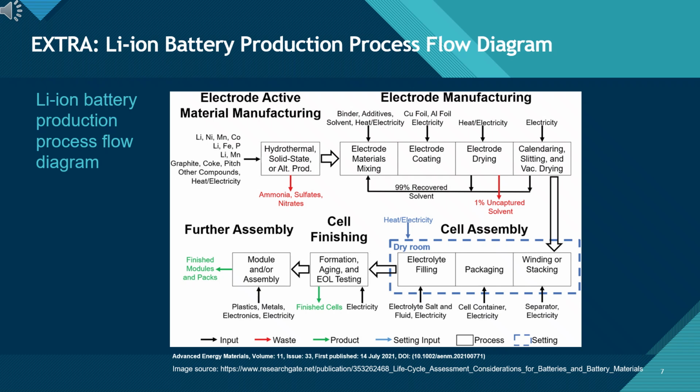Here, electrodes are wound or stacked, packaged, and filled with electrolyte. After that, in the cell finishing stage, cells undergo formation, aging, and testing before they are classified as finished cells. Finally, modules and packs are assembled using plastics, metals, and electronic components, producing the finished battery systems. This flowchart not only highlights each production step, but also identifies key inputs, such as electricity and solvents, as well as notable outputs, including waste streams and recovered materials.